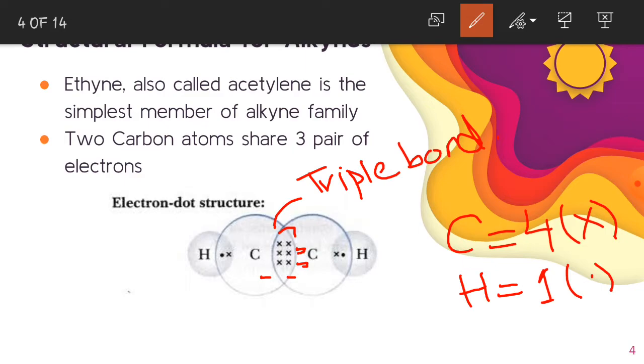Now, if you look at this carbon atom, then 3 of its electrons are shared with another carbon atom. 1 electron is left unpaired. So, carbon will share this electron with the electron of hydrogen atom to form a single bond. So, in ethine, only 1 hydrogen atom is attached to each carbon atom. Carbon can form only 4 bonds. It cannot form 5 bonds.